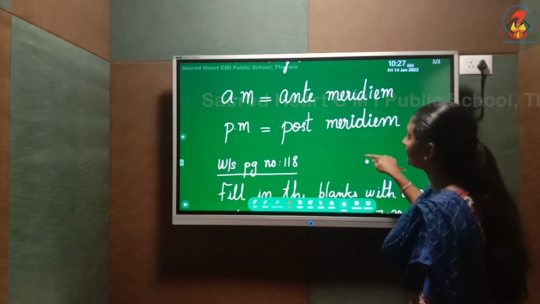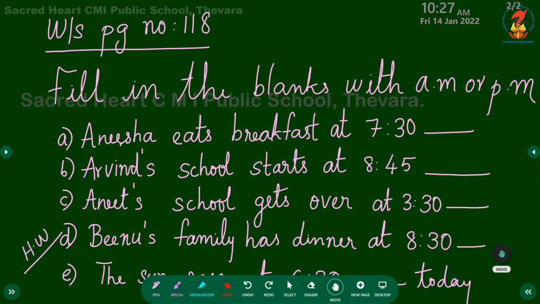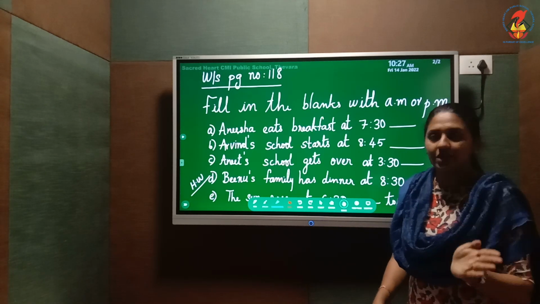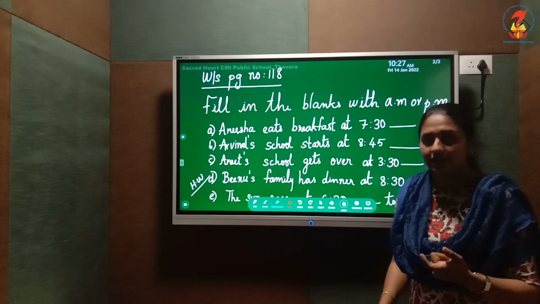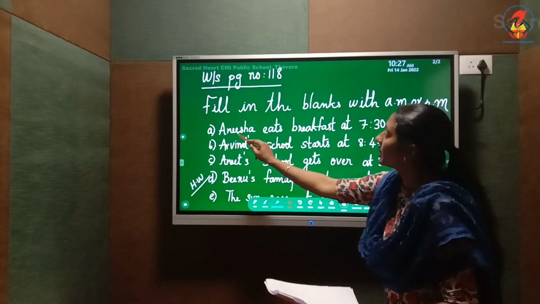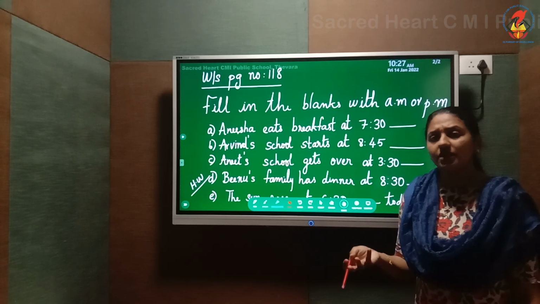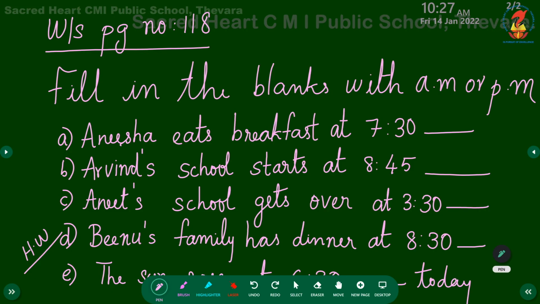Then worksheet page number 118. Take page number 118. Fill in the blanks with AM or PM. When can we use AM? From 12 midnight to before 12 noon. The full form for AM is ante-meridian. Anisha eats breakfast at 7:30. We eat breakfast in the morning only. So for 7:30 do we write AM or PM? It's AM.